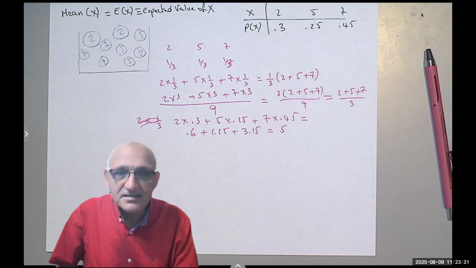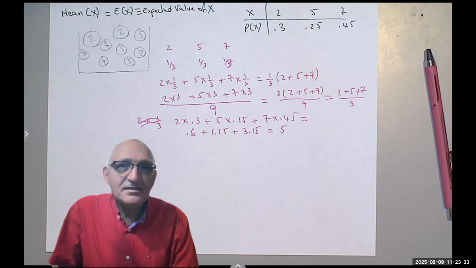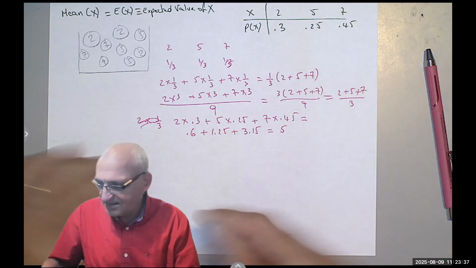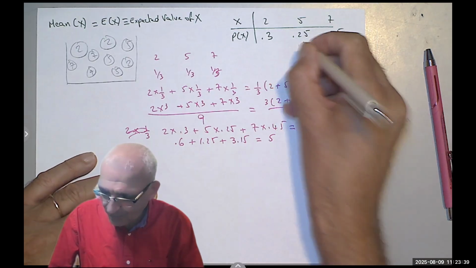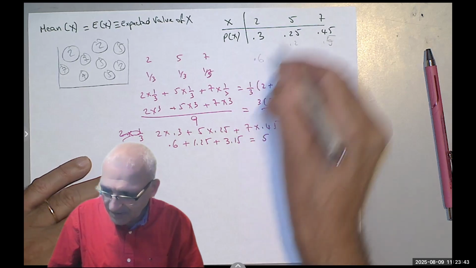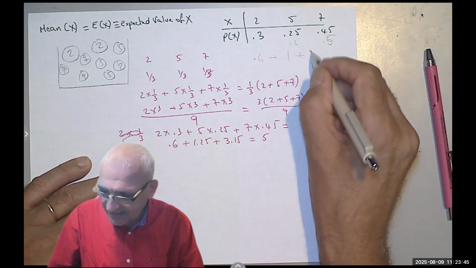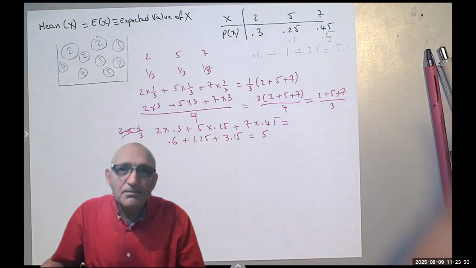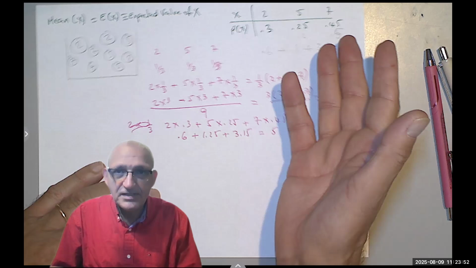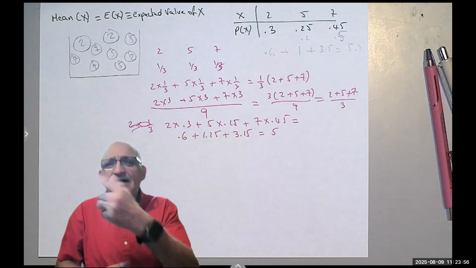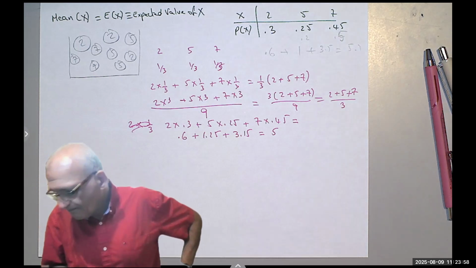This is the mean, okay? And of course, if you just change the numbers, you will get a number that has nothing to do with the outcomes. So if I made those 0.2, 0.4 and 0.5, you'll get 0.6 plus 1 plus 3.5, and that's 5.1. Not a possible outcome, right? So the mean doesn't have to be a possible outcome. But how can I explain it better?